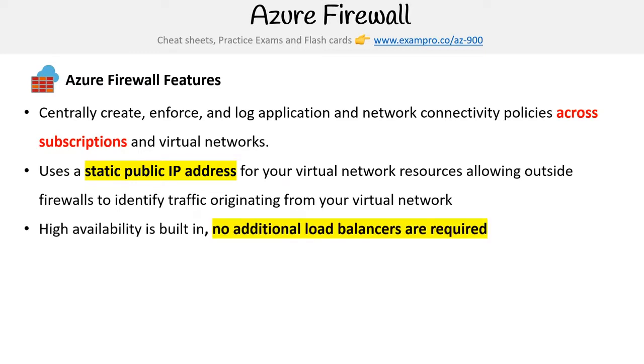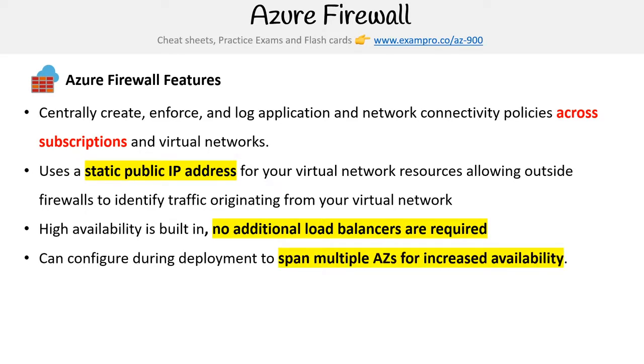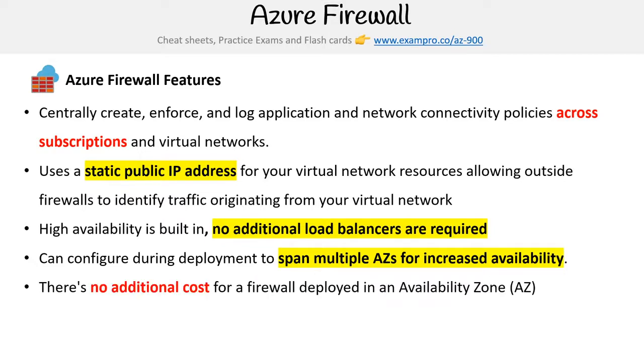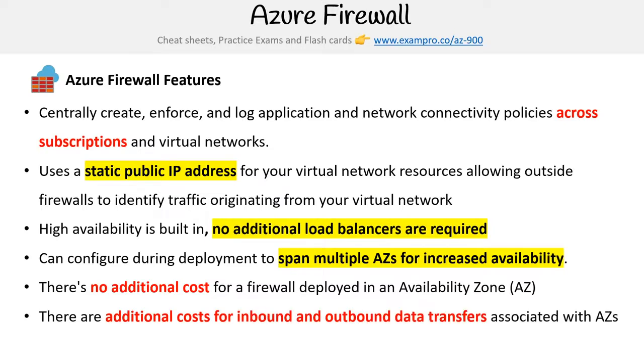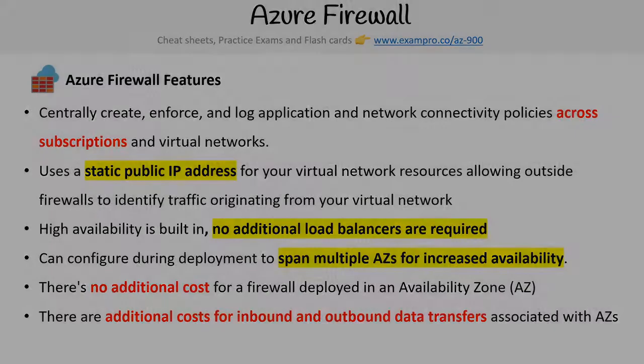High availability is built in at no additional cost, so you don't have to create load balancers and do all that work yourself. You can configure it during deployment to span multiple AZs so that it has high availability. There's no additional cost for a firewall deployed in an availability zone. There's an additional cost for inbound and outbound data transfers associated with AZs, which is typical. So there you go.